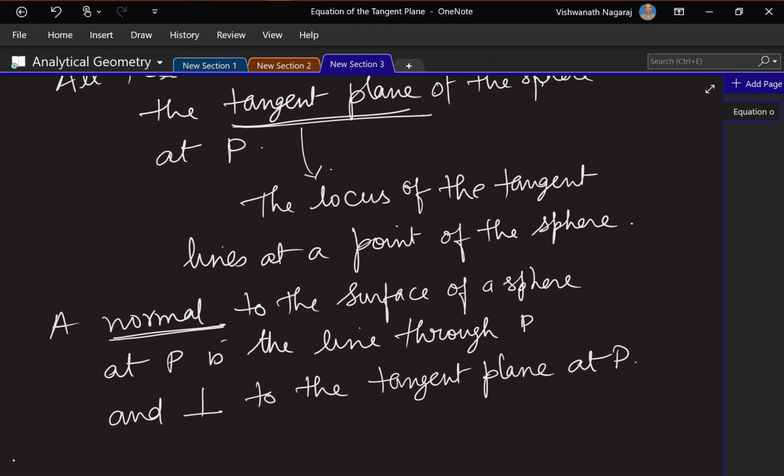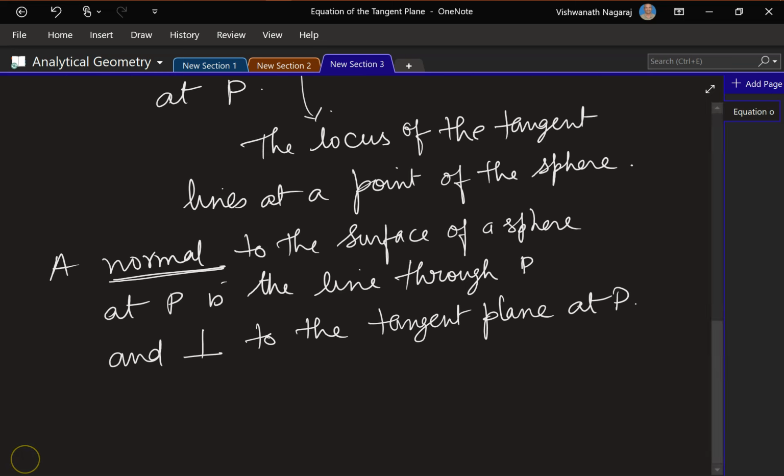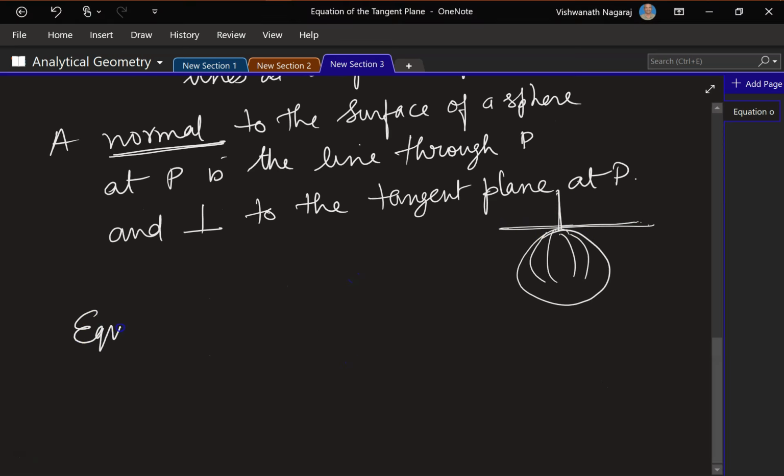And normal would be what? Normal to the surface of a sphere at P is a line through P and perpendicular to the tangent plane at P. So let's say this is the sphere, this is the sheet of paper, right? So this is the globe which I was talking of, and this is the normal, and this is the tangent plane. Now let's look at all this analytically.